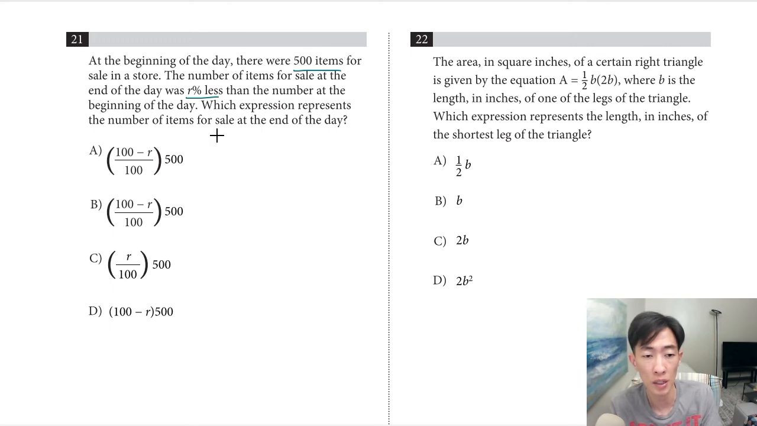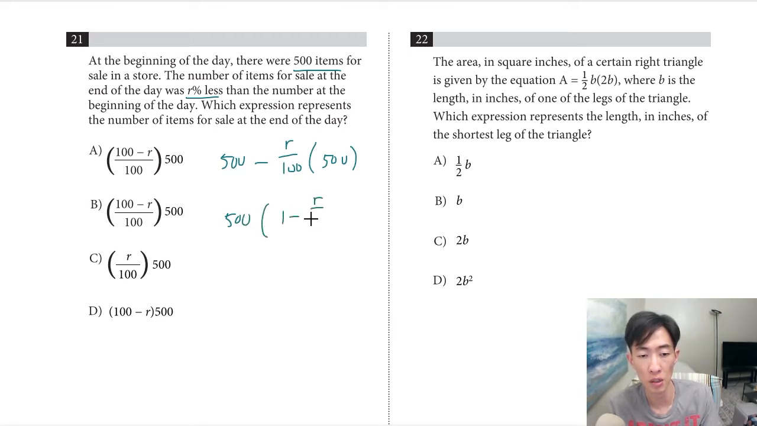What I basically did was I said, all right, we're starting off with 500 and we're losing R% of 500. So to express R as a percent, notice we're doing fractions, so I put R over 100. If it's R% of 500, then this expression represents what we're left with. Notice though, it doesn't look like any of the choices. Given that all of them are multiplying something by 500, I factored out a 500, and so this becomes 1 minus R over 100. So we're getting a little closer.